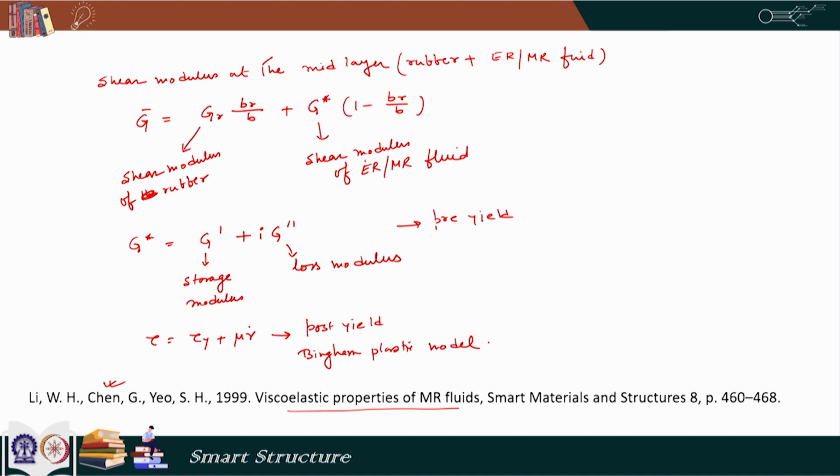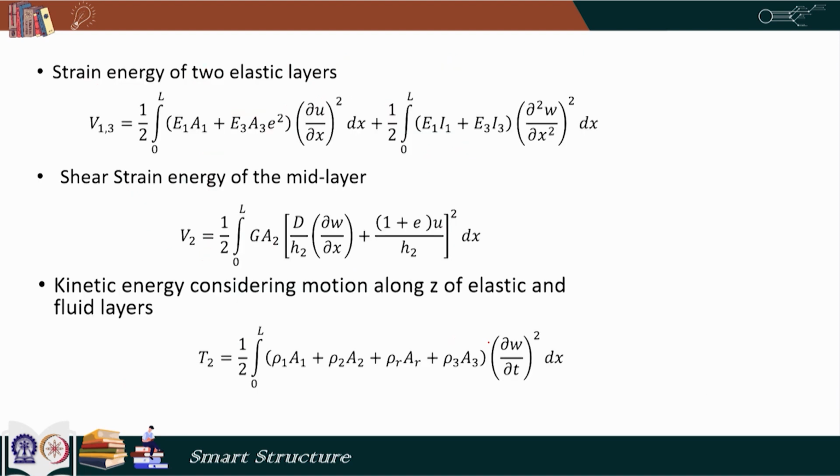Now, with all these, we have defined the shear strain in terms of the displacement, and we have defined the shear modulus. So, we can now write shear stress. Now, with all these, we can write all the different energies, and from there we will write the variational formulation.